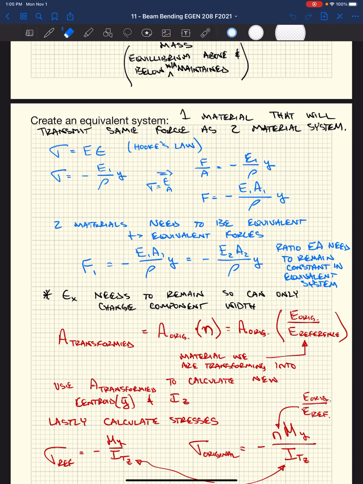All right, let's get started here. Hopefully we'll get through some beam bending today, and we're going to start with bending stress associated with shear.